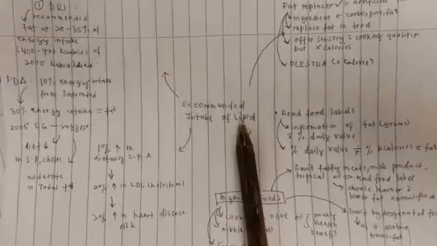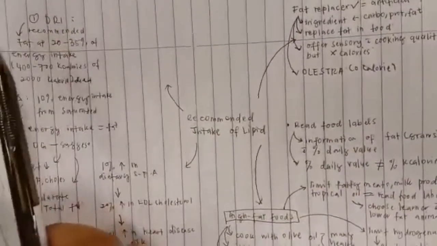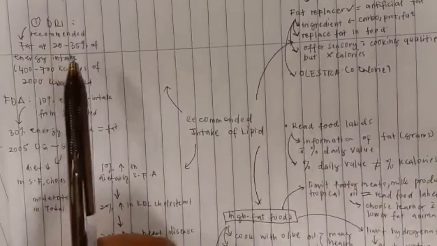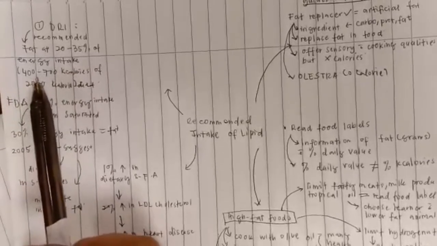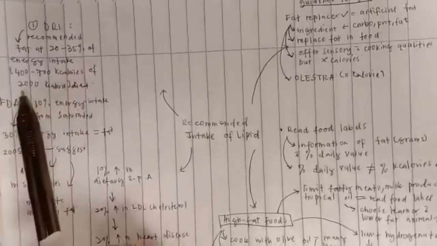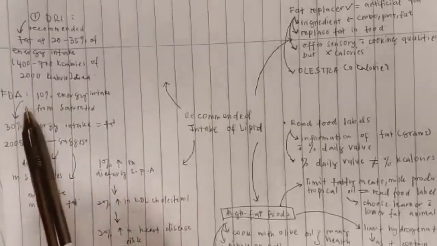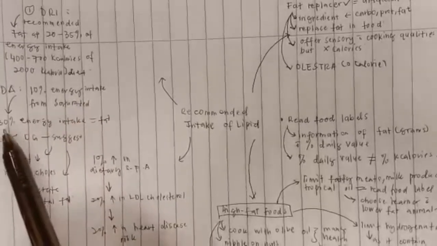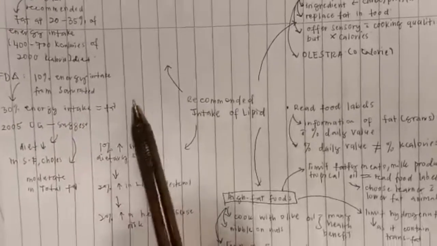Recommended intake of lipid. First, DRI recommended kita ambil lipid 20 to 35% of energy intake, which is equal to 400 to 700 kcals from a 2000 kcal diet. And the FDA suggests 10% of energy intake from saturated fat, and 30% of energy intake from the total fat we consume.